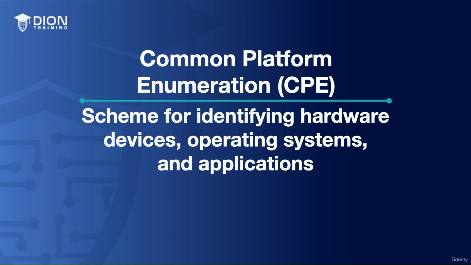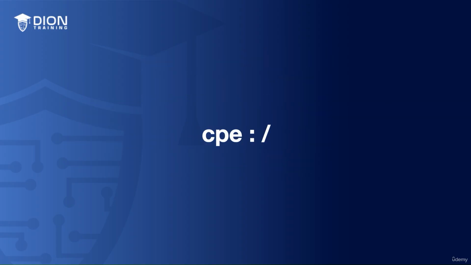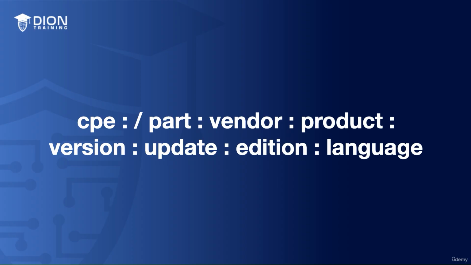Second, we have CPE. Now, CPE stands for the Common Platform Enumeration. The Common Platform Enumeration is a scheme for identifying hardware devices, operating systems, and applications. CPE is written in a machine-readable format that begins with "cpe:" and then has a series of information that's separated by colons. Now, the standard format of a CPE message is cpe:part:vendor:product:version:update:edition:language. Now, each platform being shared as a CPE will then be sent in this format.